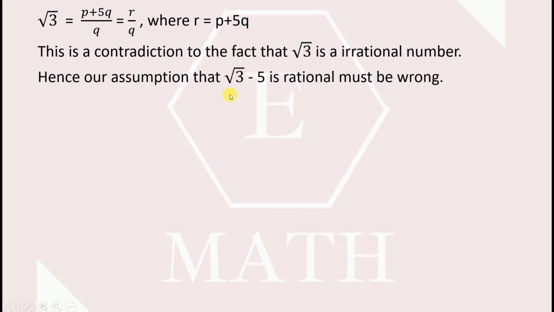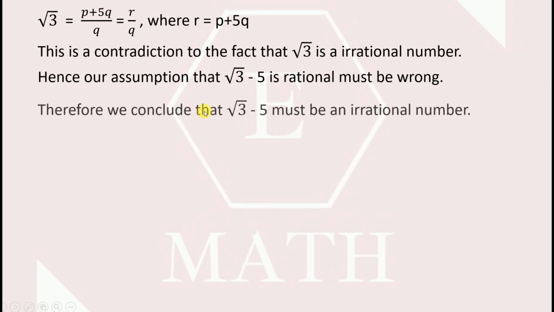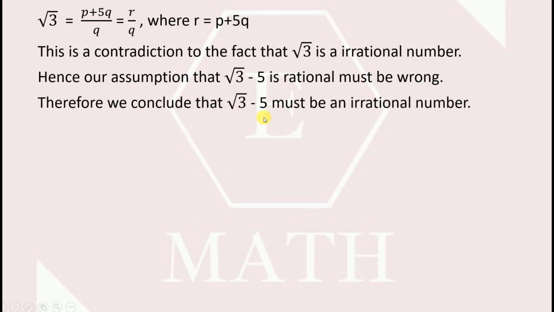Hence our assumption that root 3 minus 5 is rational must be wrong. Therefore we conclude that root 3 minus 5 must be an irrational number. This is how we prove that an expression which involves an irrational number will again be an irrational number. So root 3 minus 5 is again an irrational number.